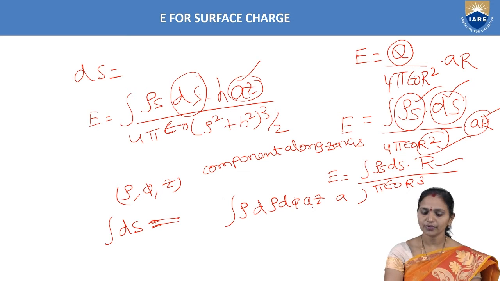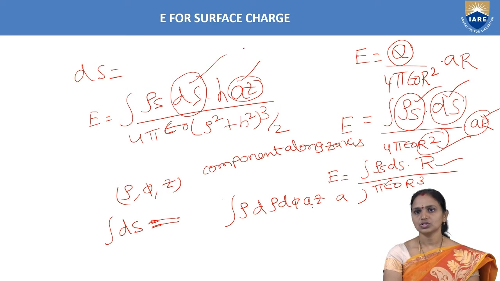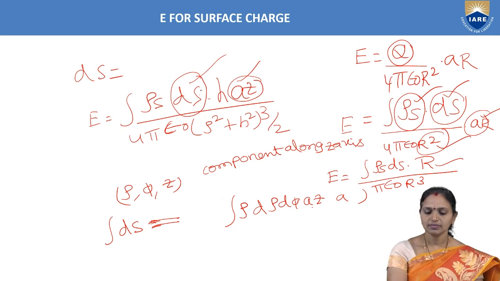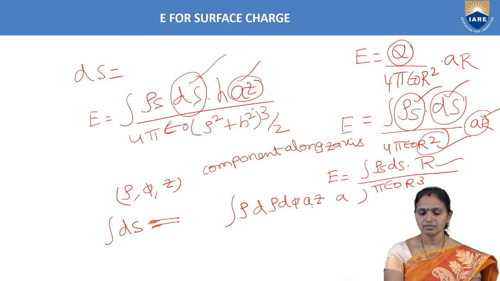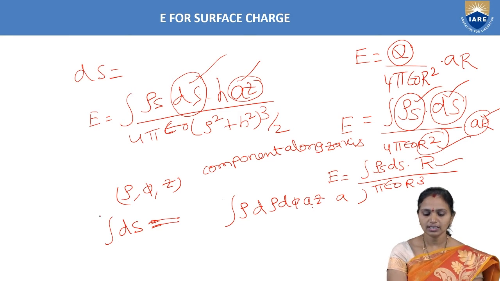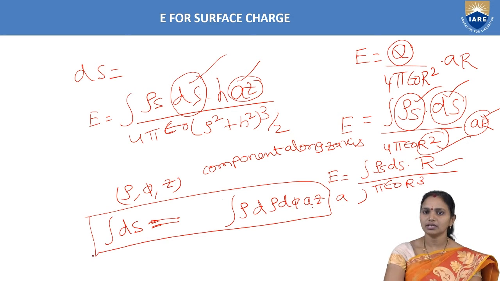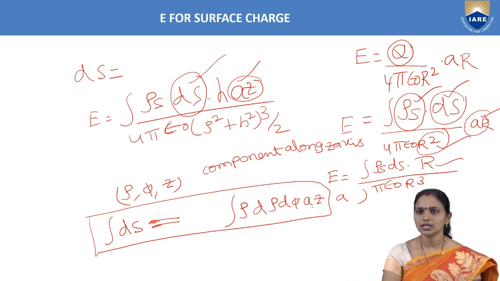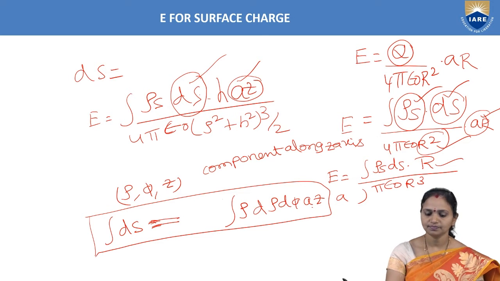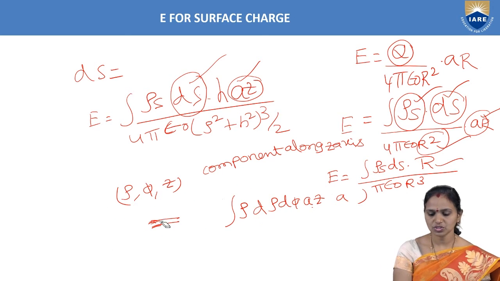If you take another component also, no use, because a rho dot az will become 0 and a phi dot az also will become 0. So as those components will get cancelled, I am trying to take ds along z direction only. Then ds along z direction, if we consider spherical coordinate variables, is integral rho d phi into az. Now we have to substitute here.